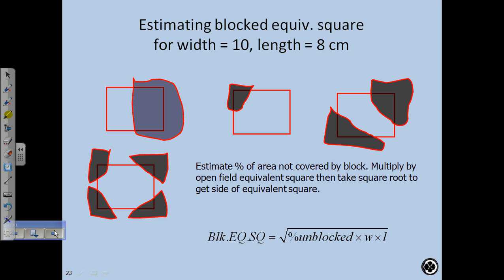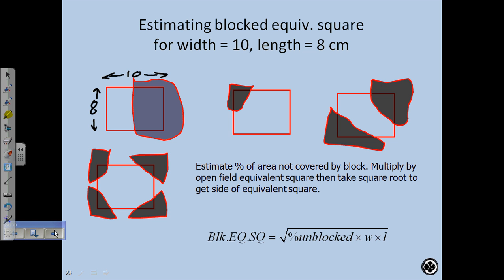Okay. Estimating block equivalent square for a width of 10 and length of 8. So x is 10, and y is 8. How would you do that? First you have to estimate. Now, this is not very scientific. There's some estimation going on. But as it turns out, it doesn't make much of a difference if you're off a little bit.